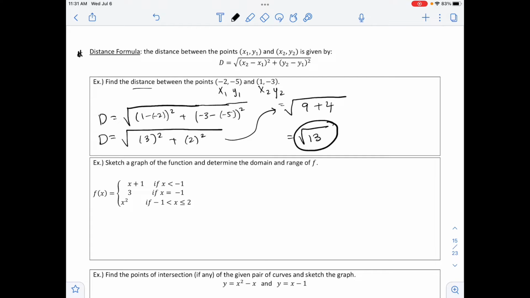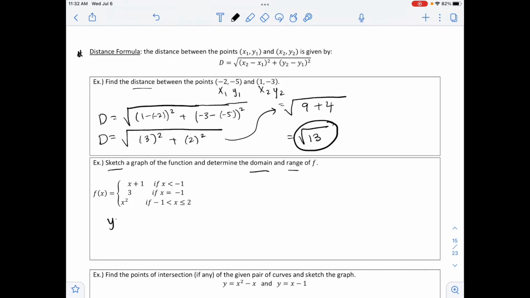The example right below says sketch a graph of the function and determine the domain and range. So we do need to find the domain and range and then also sketch. This is called a piecewise function, and the domain for that first equation only works if x is less than negative 1. The next part says y will equal 3 if x equals negative 1. And that last function that we have, which is y equals x squared, which is a parabola, only is if x is between negative 1 and 2.